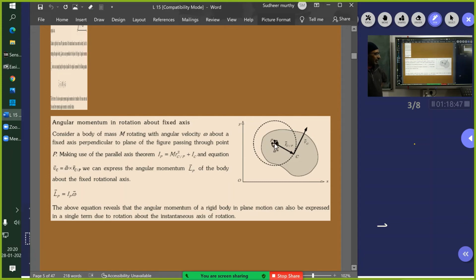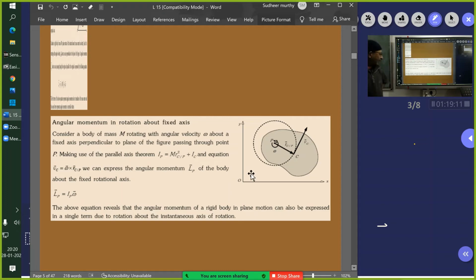The perpendicular distance between these two is RC with respect to P squared, so you can simply shift it. Therefore, LP bar will be equal to IP omega bar. Very simple. That doesn't change at all. You only have to calculate IP and multiply by omega bar; LP will not change.